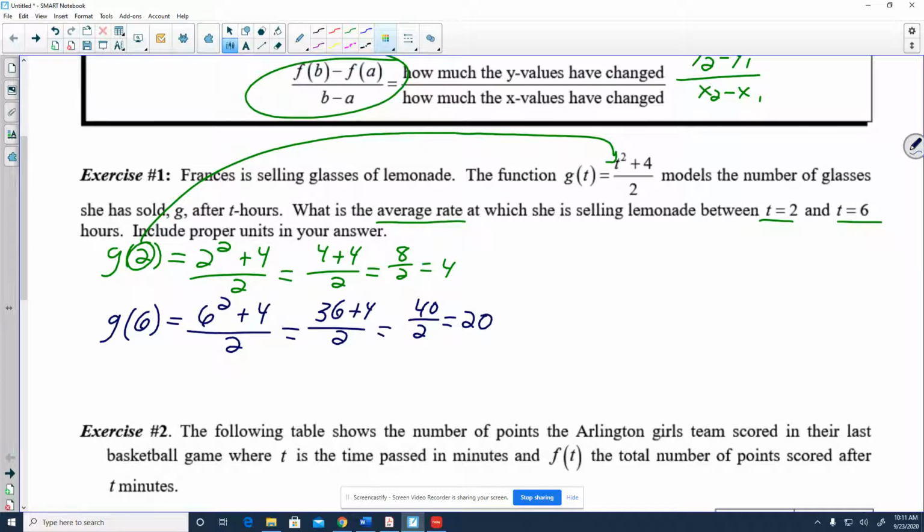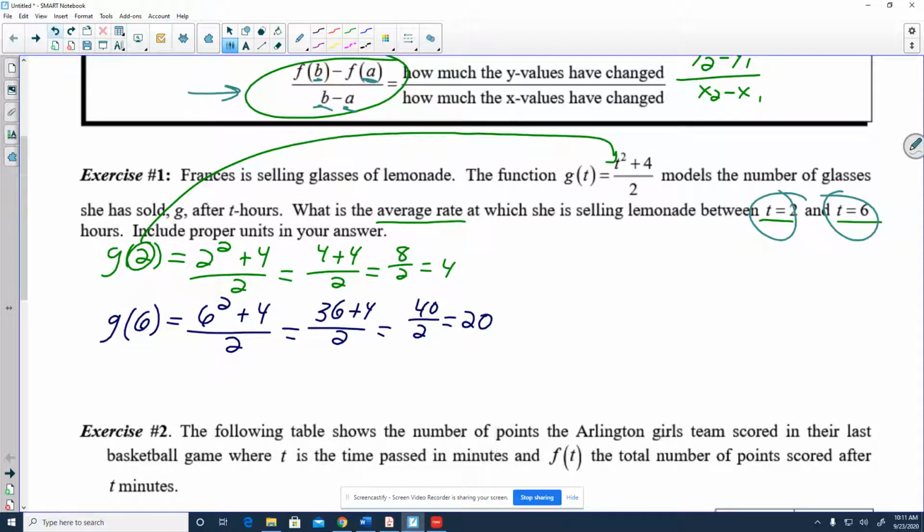Now why do we care about what g of 2 and g of 6 are? Let's take a look at our slope formula again. We always need to find the value of our function at both of our endpoints. Our endpoints are 2 and 6, so we have to find the value of our function, our output, at those given inputs.